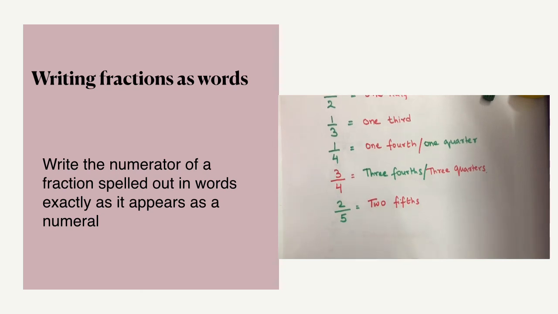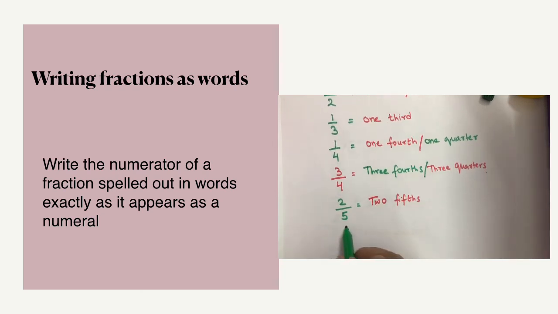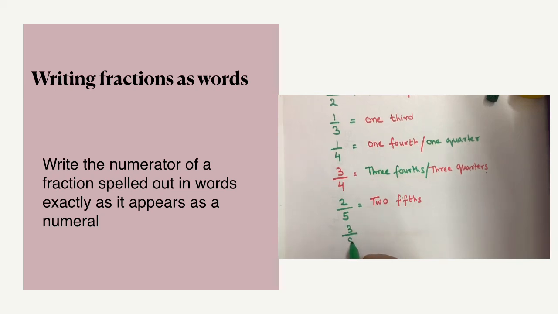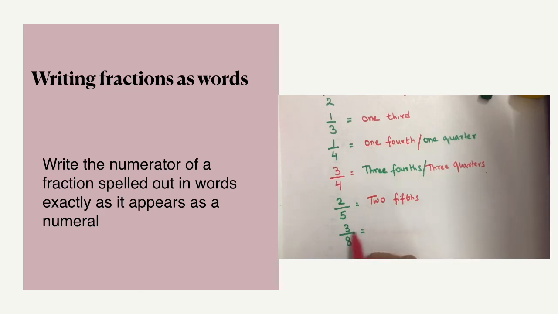Take one more example. 3 divided by 8. So I divided it into 8 equal parts and I gave away 3 to my friend. So 3 is on top. I will write 3 first and then 8. It will be written as 3 eighths.